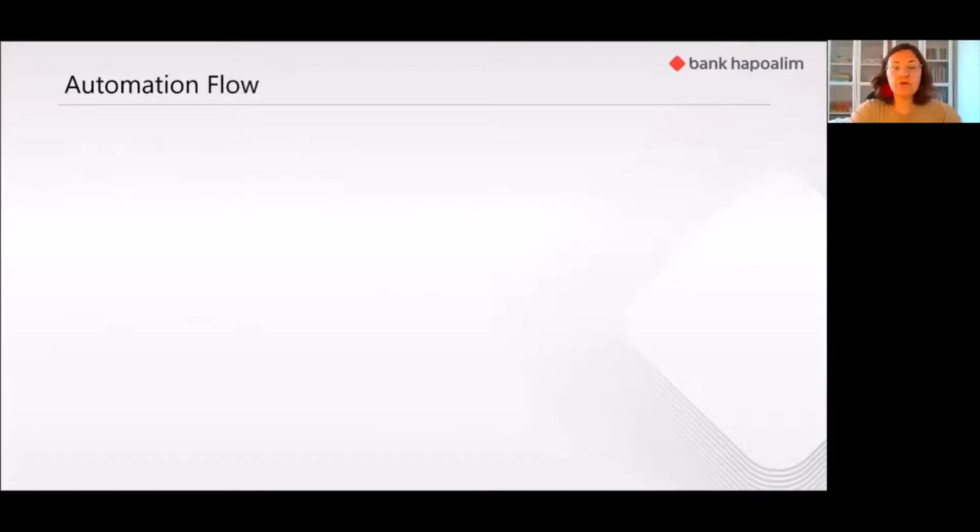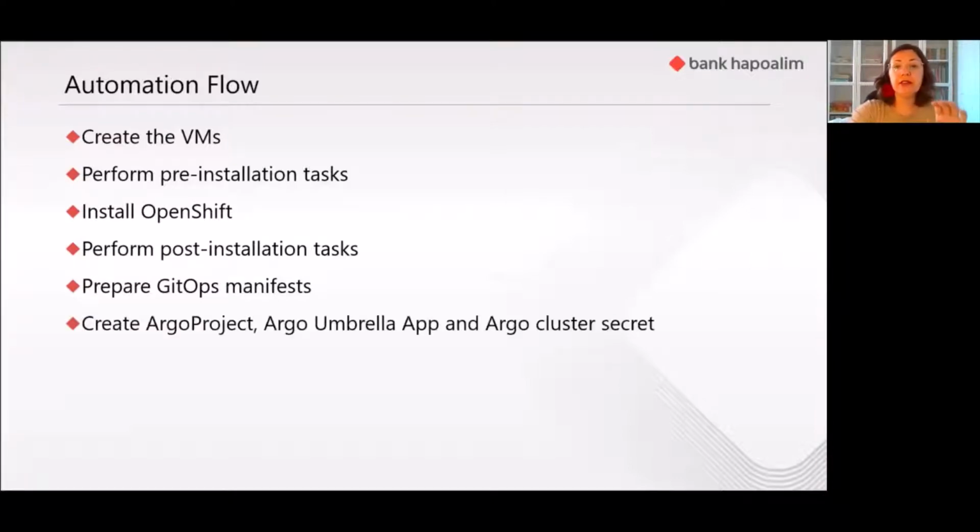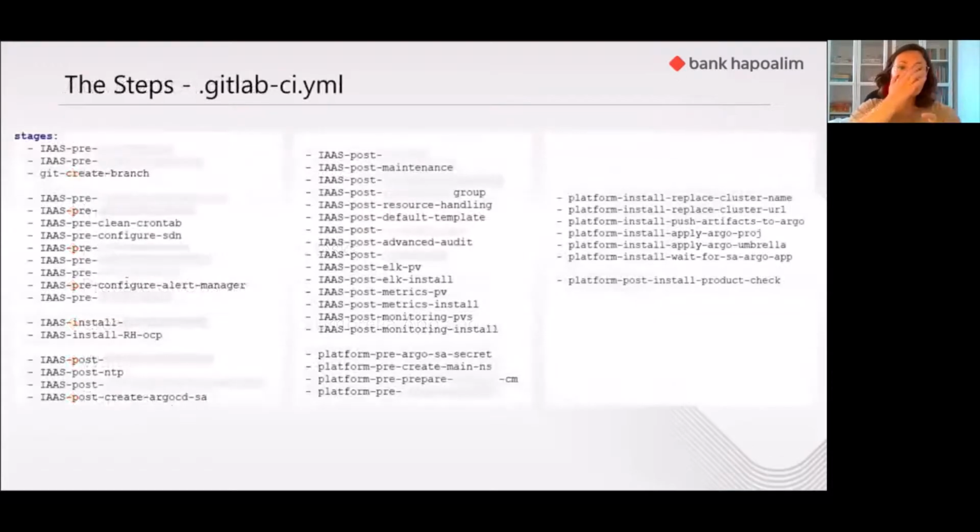And so this is our main automation flow. We're going to create the virtual machines. Then we're going to perform pre-installation tasks, install OpenShift, perform post-installation tasks, prepare the GitOps manifests, and create the Argo project, the Argo umbrella app and the Argo cluster secrets. Then we're going to wait for the Argo apps to sync. Then we're going to run tests. So this is the whole automation process of installing OpenShift 3. There are 6 main parts here.